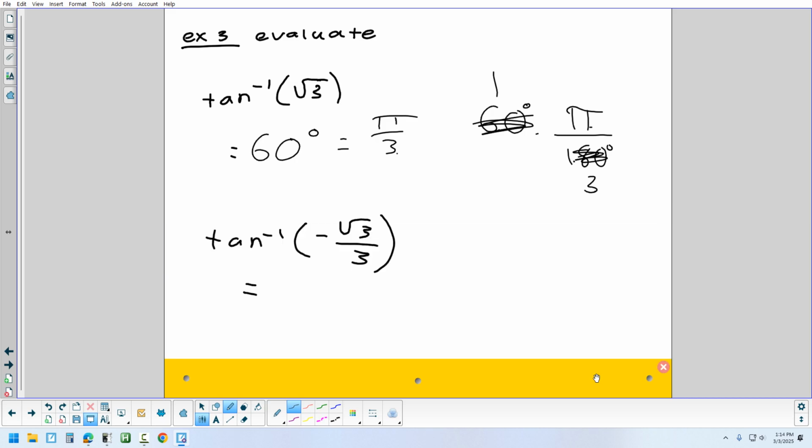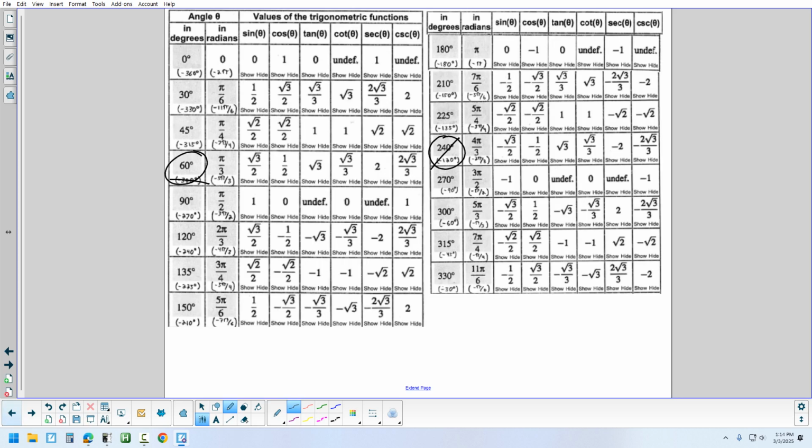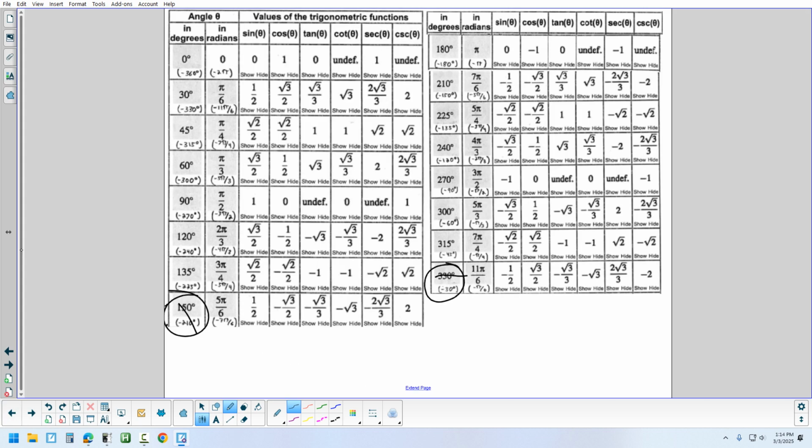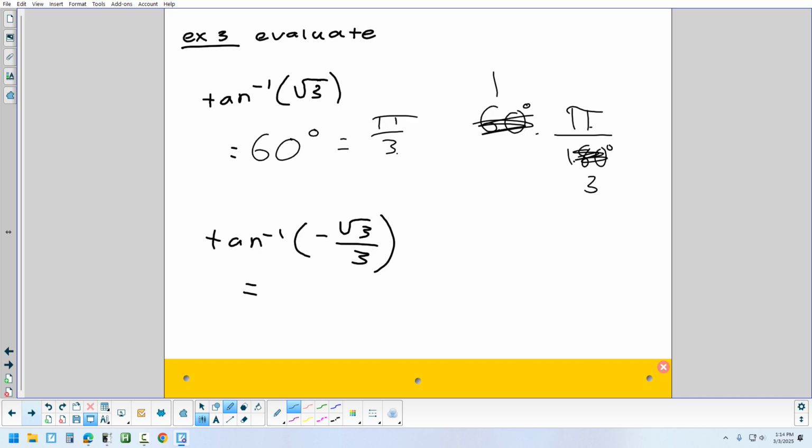Okay. How about inverse tangent of negative root 3 over 3? So, negative root 3 over 3. 150 and 330. Not seeing anything there between negative 90 and 90. We need to keep looking. 330. And we use the negative 30 on the bottom. That's the only one between negative 90 and 90. So negative 30, or in radians, that would be what? Negative pi over 6.